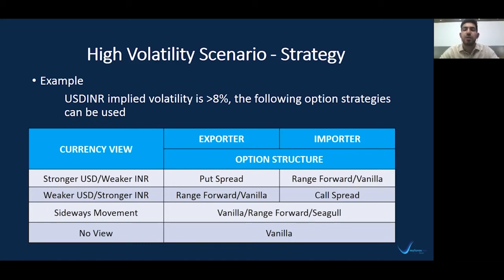Now since it's a put spread plus sell call, I am buying one option and I'm selling two options. So I'm receiving more premium, thereby reducing the cost of my premium. Now a Seagull offers a wider range than a range forward, but the only risk which I carry here is that in case my range breaks, then I'm open to unlimited risk, since I could be called upon to oblige on my sell call.